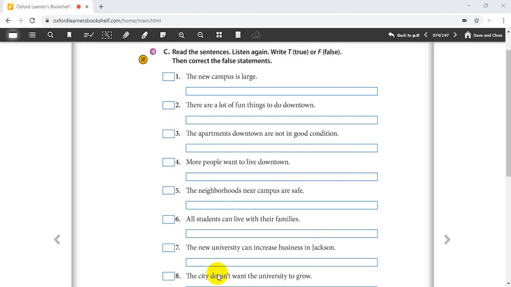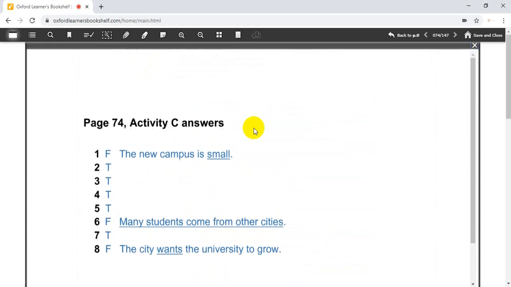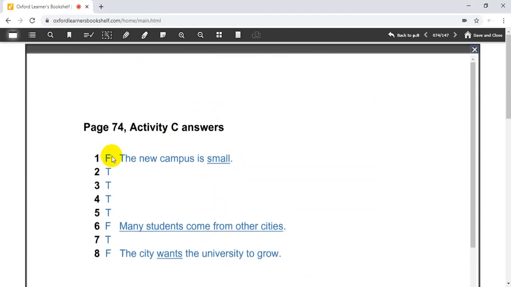All right, now let's have a look at the answers. Number 1 is false, that new campus is small. Numbers 2, 3, 4 and 5 are true. Number 2 is there are a lot of fun things to do downtown, so that is true. Number 3 was the apartments downtown are not in good condition, that is true. Number 4 is true. Number 5 is true.